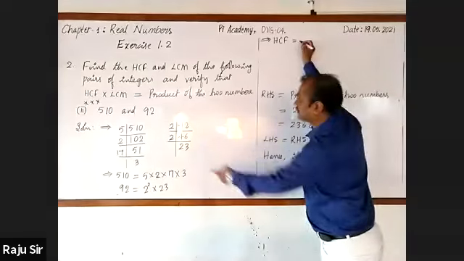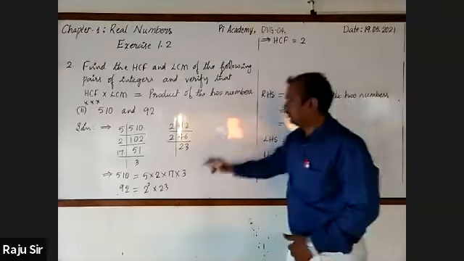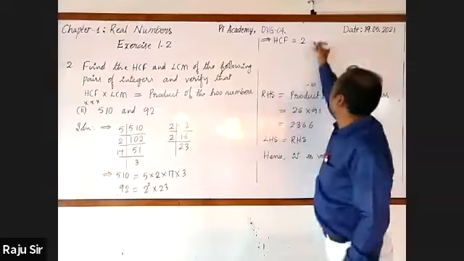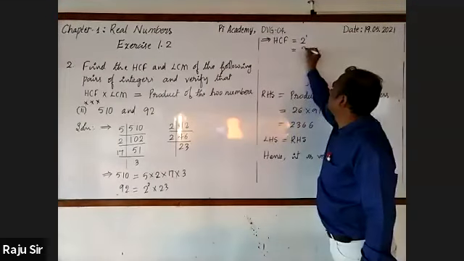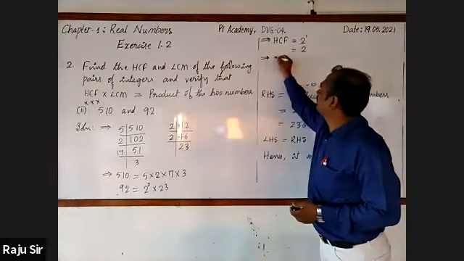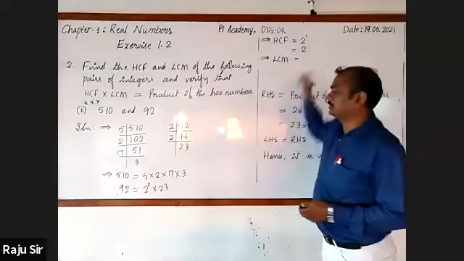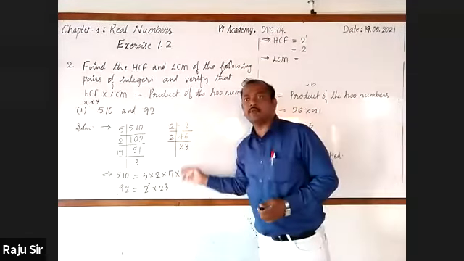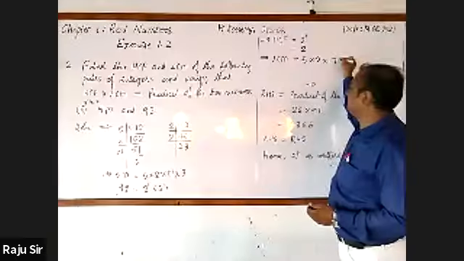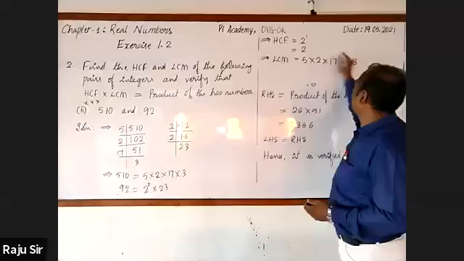HCF, take the common factor only. 2 is the common factor. Least power is 1. Therefore, HCF is 2. Next, let us find out LCM. We have to take all the factors. The factors involved are 5, 2, 17 and also 23.